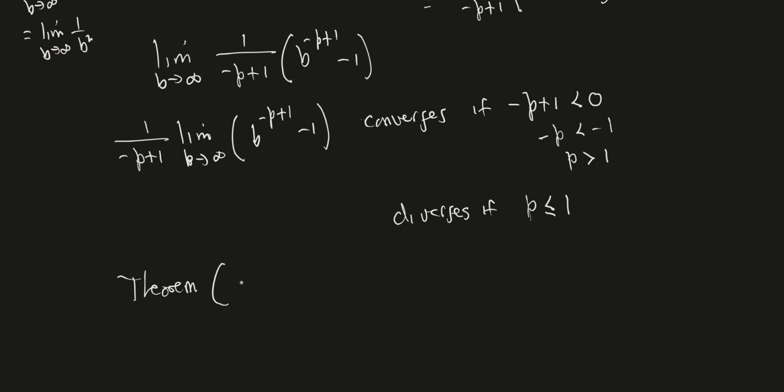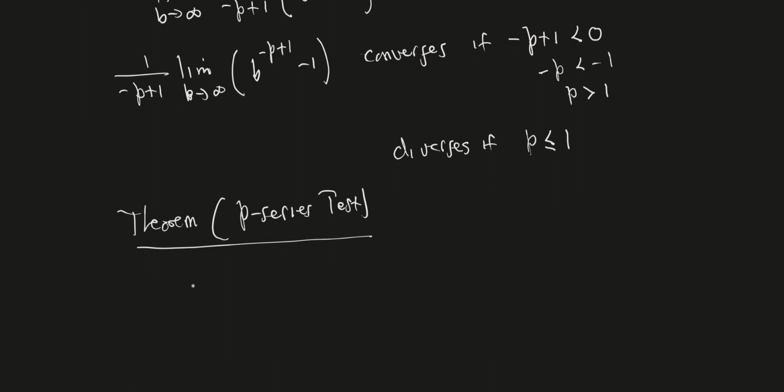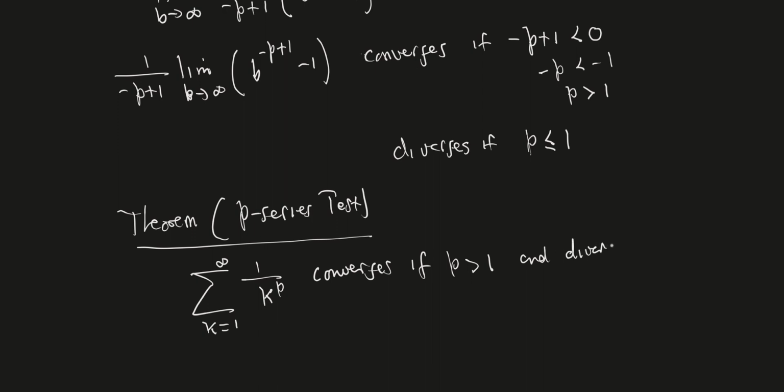So this is our theorem, and this is our p-series test. And I'll just make it a nice short one-liner. So our p-series, going from 1 to infinity, 1 over k to the p, converges if p is greater than 1 and diverges if p is less than or equal to 1. All right?